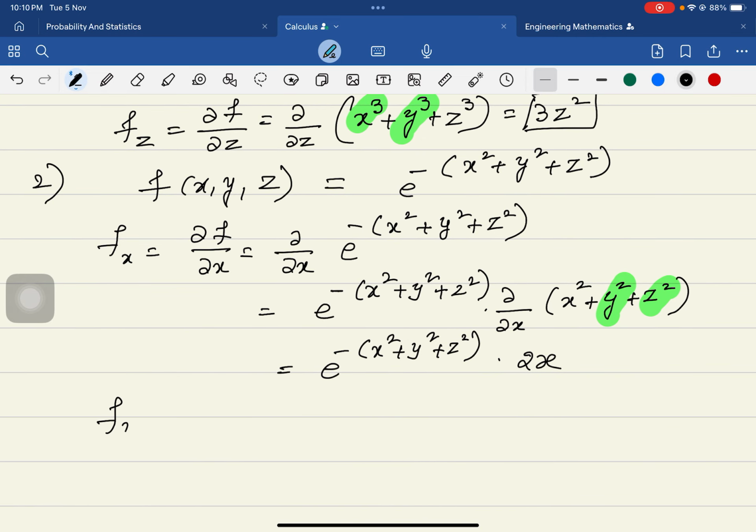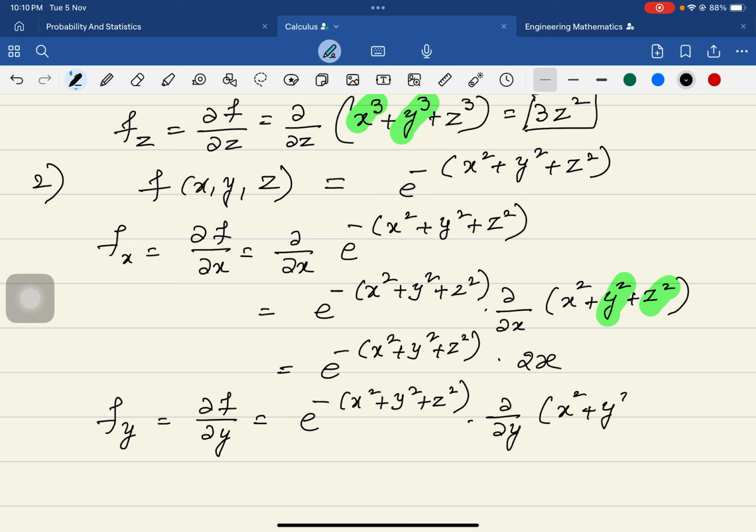Next, similarly, you can guess what fy is, which is dou f by dou y. It is given by e raised to negative of x square plus y square plus z square times, again by the chain rule, the derivative with respect to y of x square plus y square plus z square.